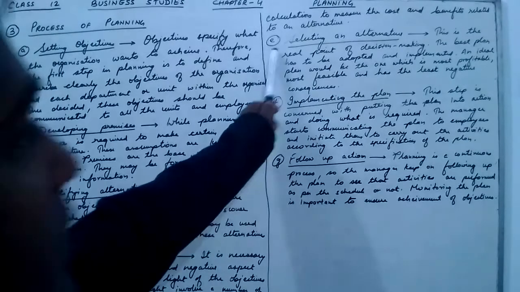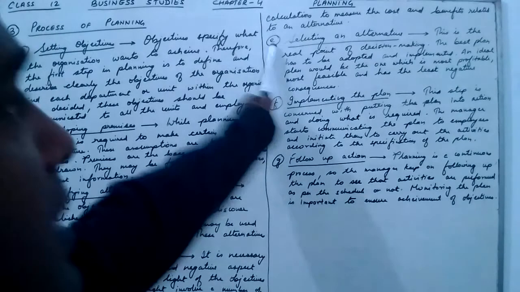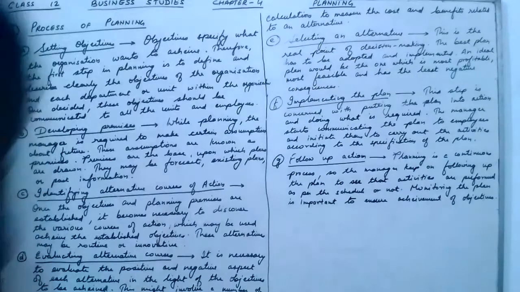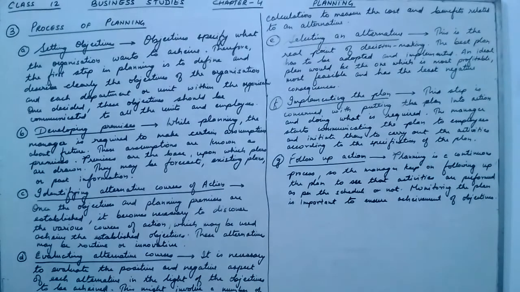Now the next step, fifth step in the process of planning is selecting an alternative. This is the real point of decision making. The best plan has to be adopted and implemented. An ideal plan would be the one which is most profitable, most feasible, and has the least negative consequences.